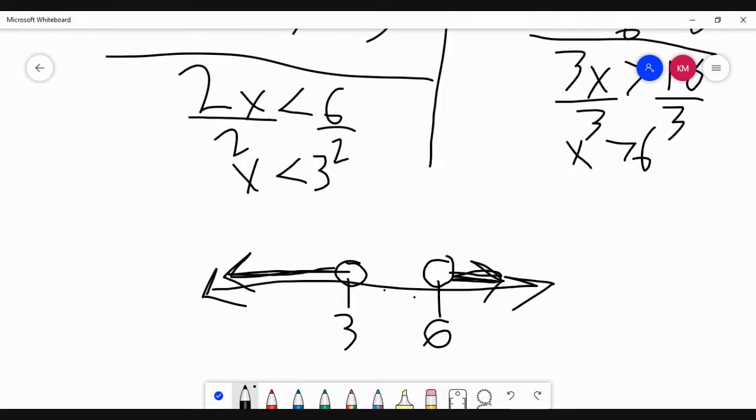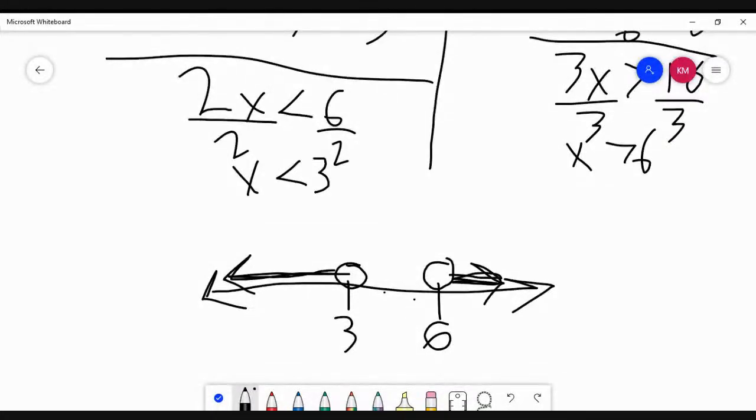Best way you can know that you're dealing with the or statement, it literally has the word or in it. And if it's an or statement, your two answers are going away from each other, not towards each other. Any questions before we move on to our next section?